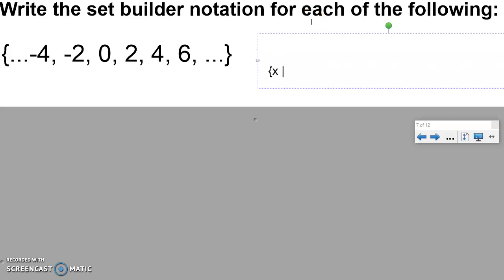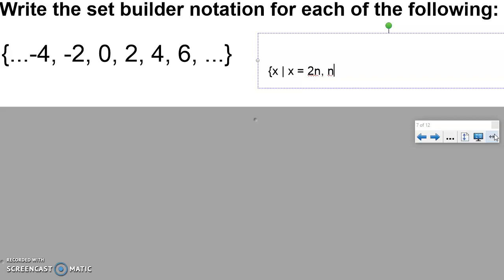So x such that x is equal to, think about how you would write a multiple of 2. Like, so it'd be 2 times n, whatever the number is, because 2 times if n was 0, it'd be 0. 2 times 1 is 2. 2 times 2 is 4. 2 times 3 is 6. I could go the other way. 2 times -1 is -2. 2 times -2 is -4, and so on. So that's the condition. So x such that x is going to be equal 2 times whatever n is.